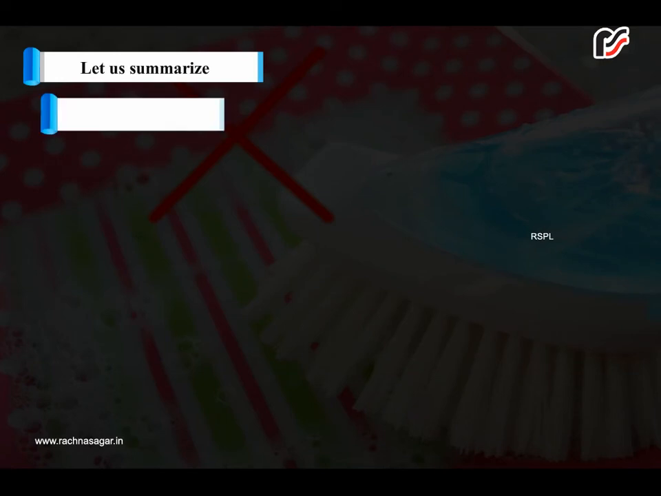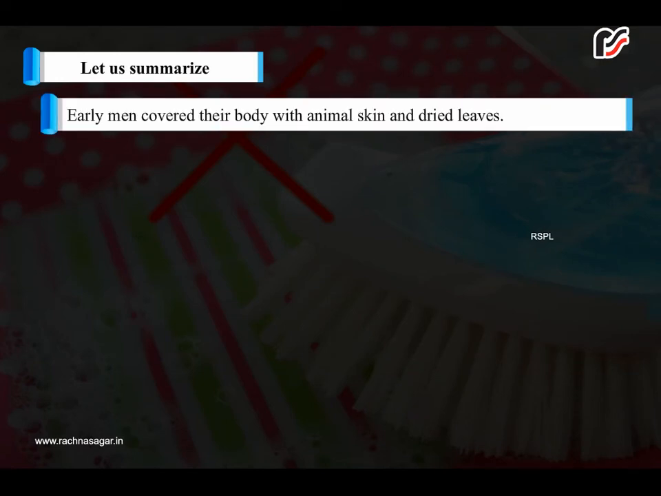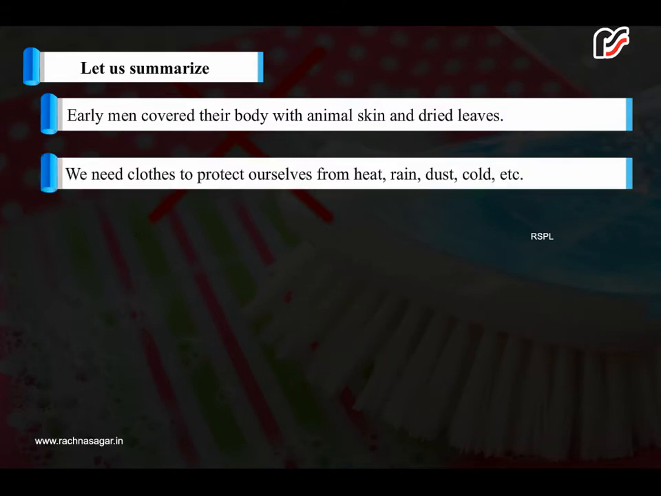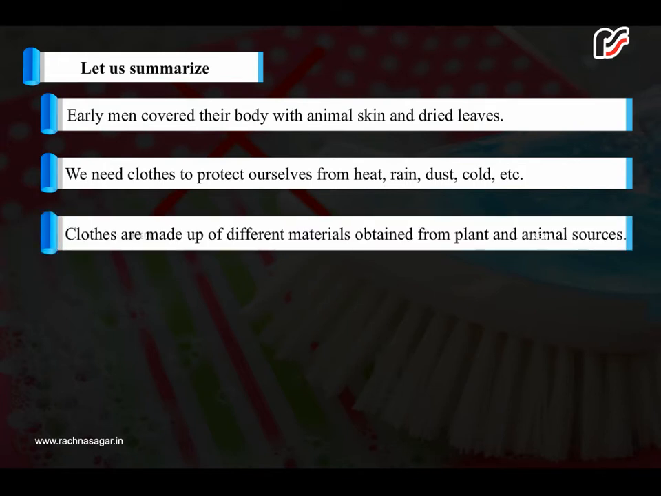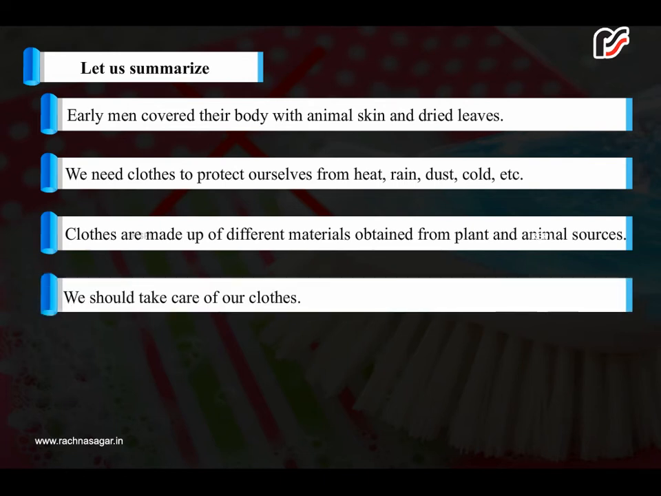Let us summarize. Early men covered their body with animal skin and dried leaves. We need clothes to protect ourselves from heat, rain, dust, cold, etc. Clothes are made up of different materials obtained from plants and animal sources. We should take care of our clothes.